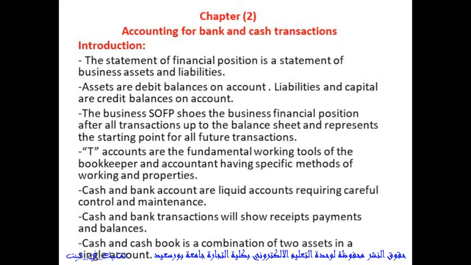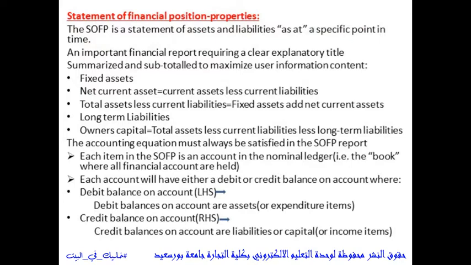Cash and bank transactions will show receipts, payments, and balances. Cash and bank book is a combination of two assets in a single account. بعد كده بيشرح لك يعني ايه statement of financial position properties. The statement of financial position is a statement of assets and liabilities as at a specific point in time.